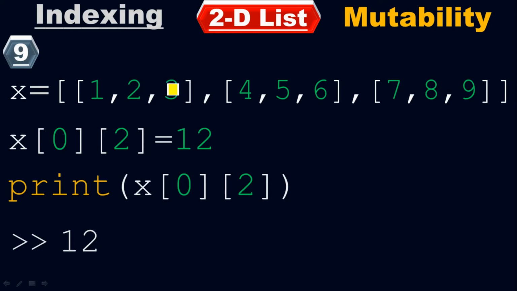It is 12. When you take the print of x of 0 of 2, you will get 12 in the output instead of 3, because this 3 has been replaced here by 12 now. So you will get 12 in the final output.